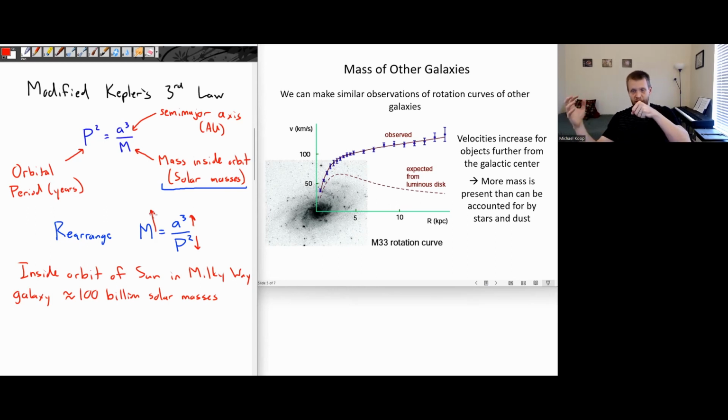Basically, there's more gravitational force, and it's pulling these stars and gas and dust clouds in the outer parts of these galaxies into faster and faster orbits with shorter and shorter periods. So the solution seems to be there's more mass present than can be accounted for by just the stars, the gas and dust clouds, by all of those things that we can see.